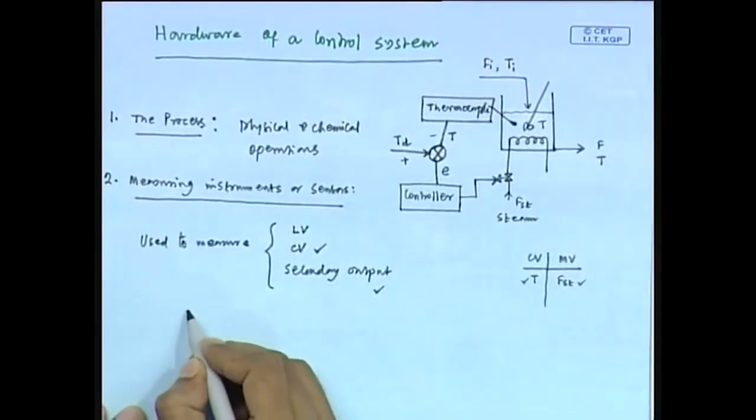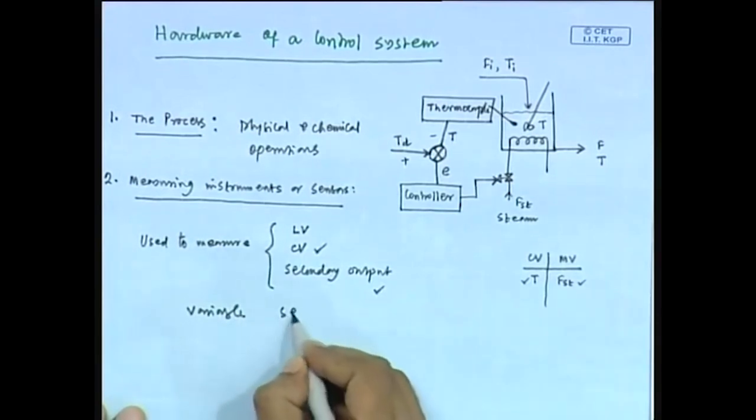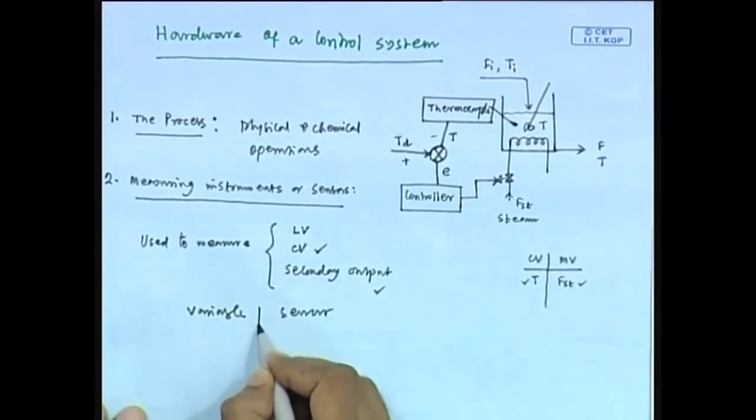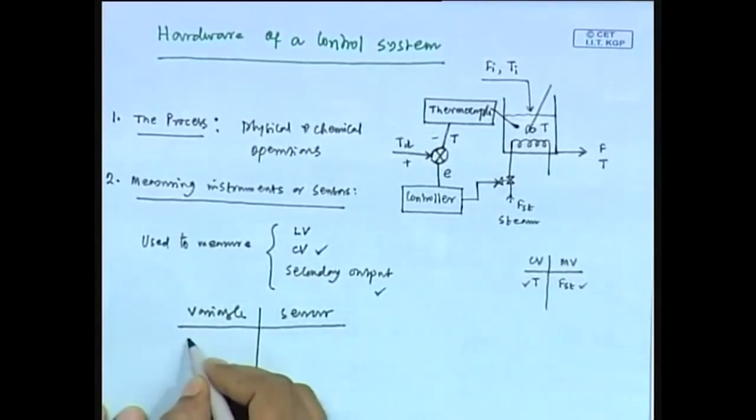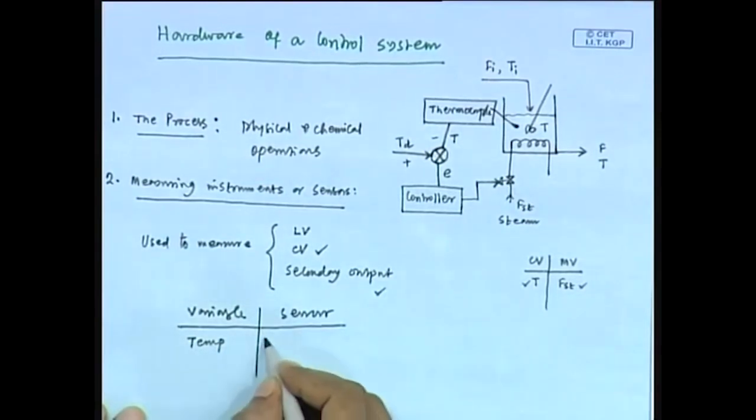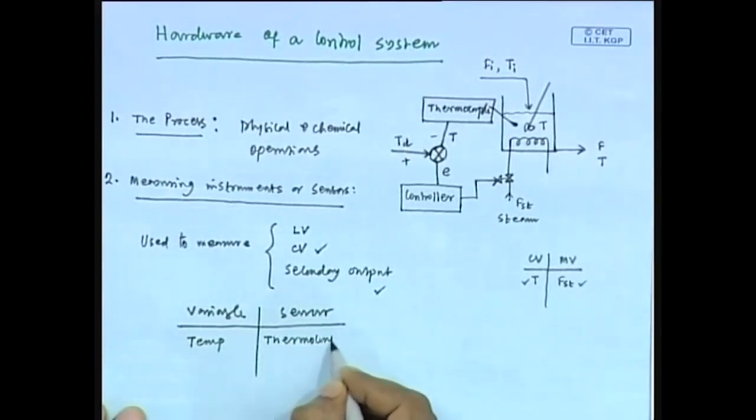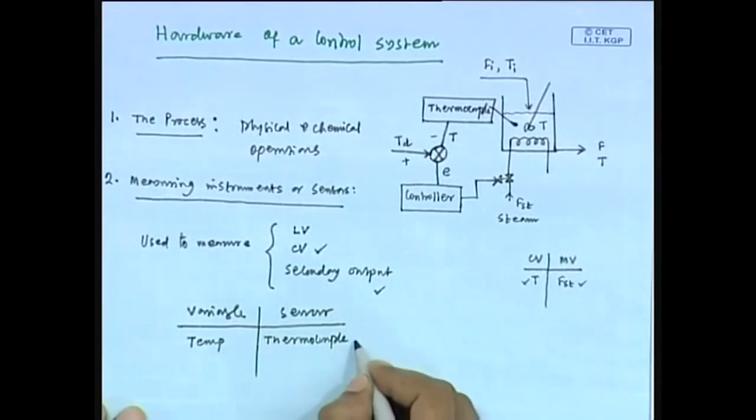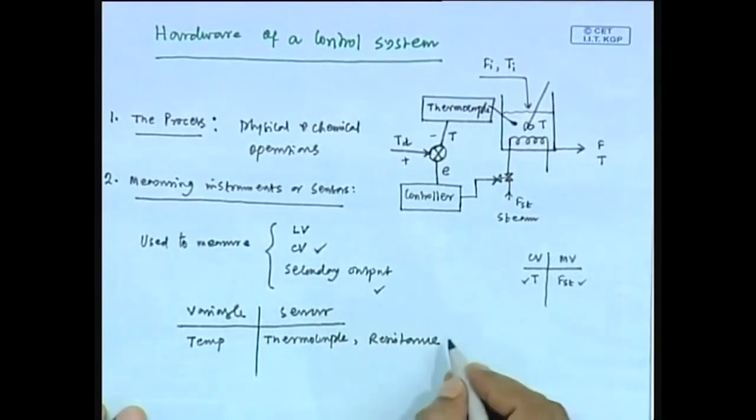So, we can write them in a table form: variable and sensor used for measuring that variable. Like first variable is temperature. Say temperature we can measure by the use of thermocouple. Fine. We can use thermocouple, we can use resistance thermometer.